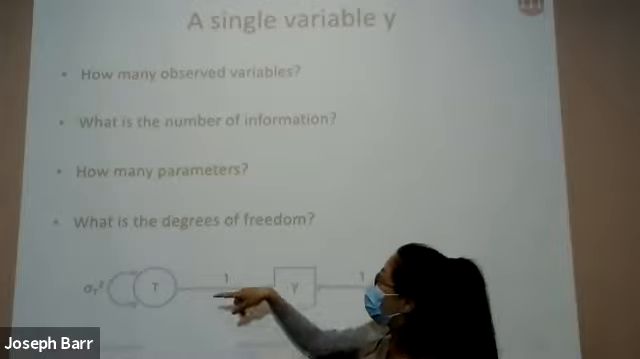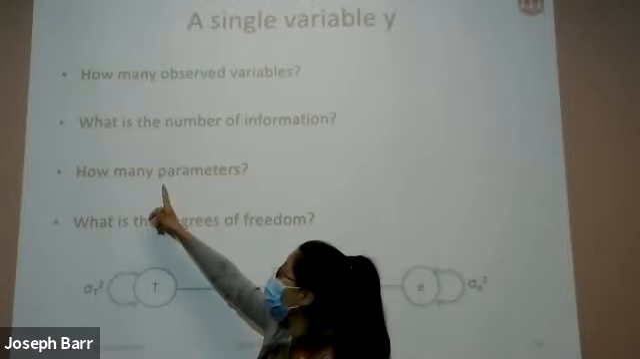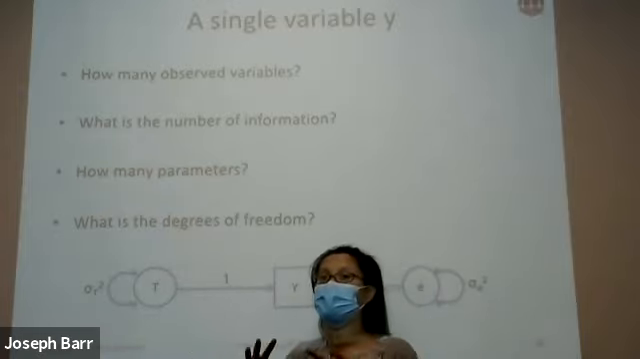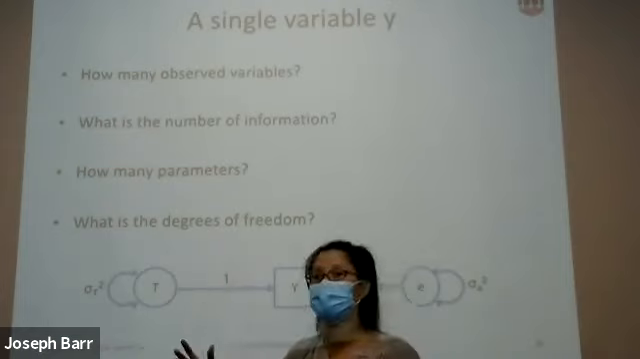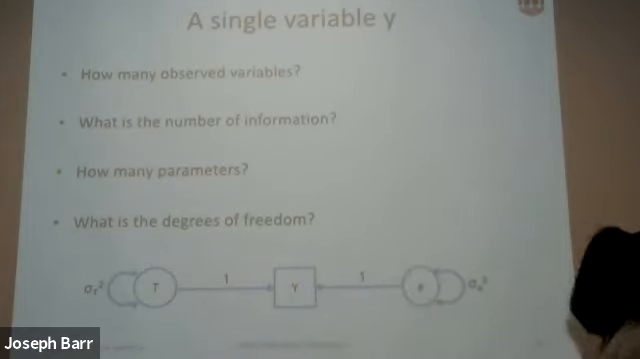So we can estimate at most one parameter. If we have one parameter, the degrees of freedom is 0. You cannot estimate 2 or 3 or other numbers of parameters. So it is this case.